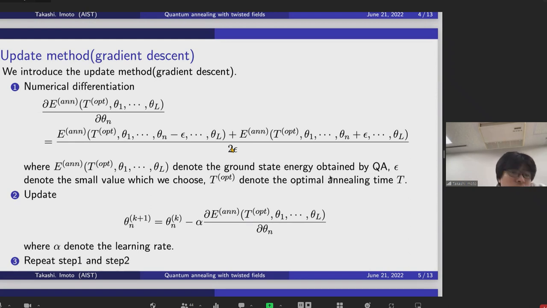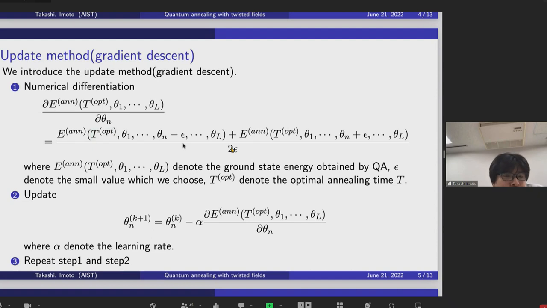Okay, so we introduce the update method of gradient descent. At first, the first step is the numerical differentiation. The numerical differentiation is this formula, where E_QA is the ground state energy obtained by QA. Epsilon denotes a small value which we choose. And T_opt denotes the optimal annealing time T.